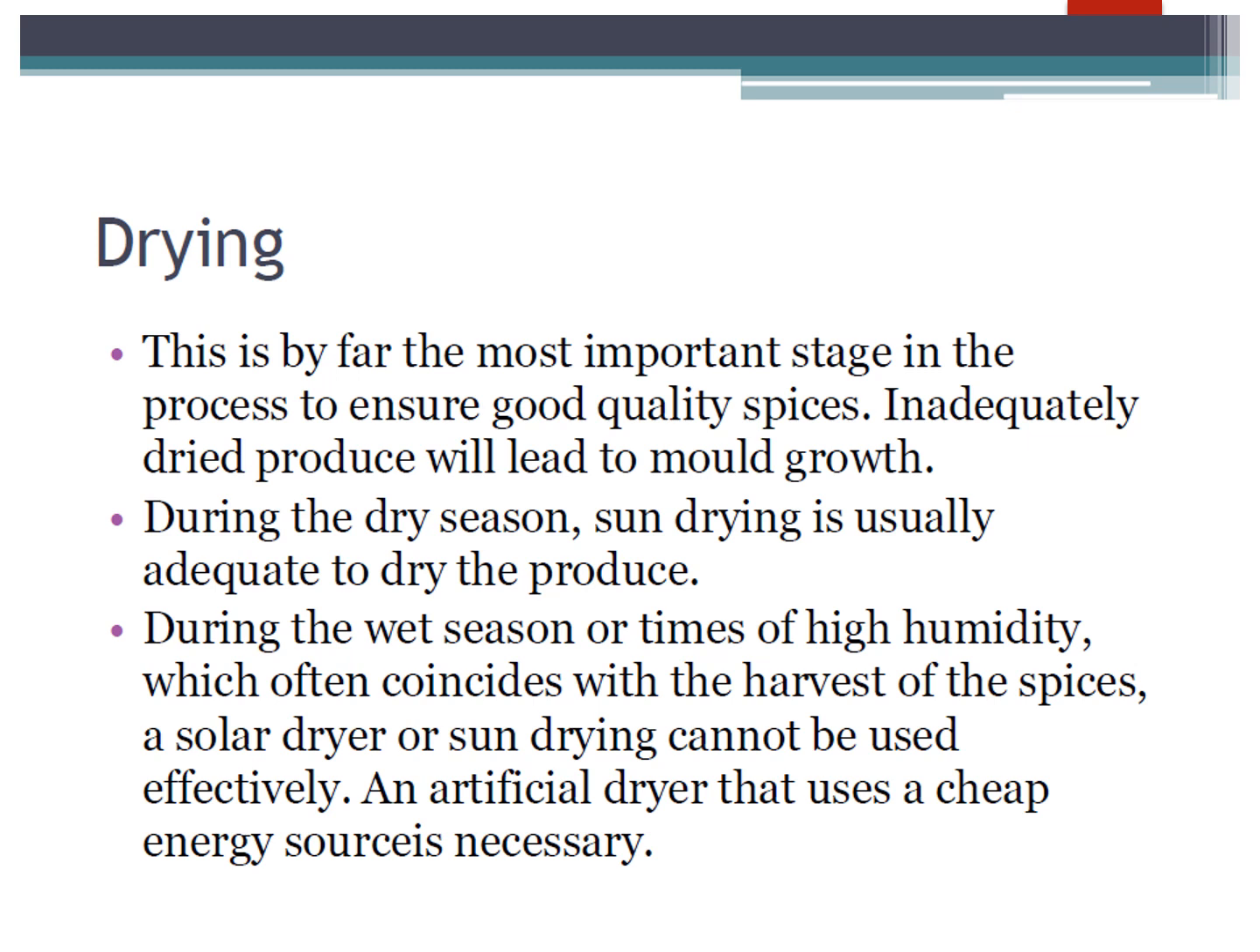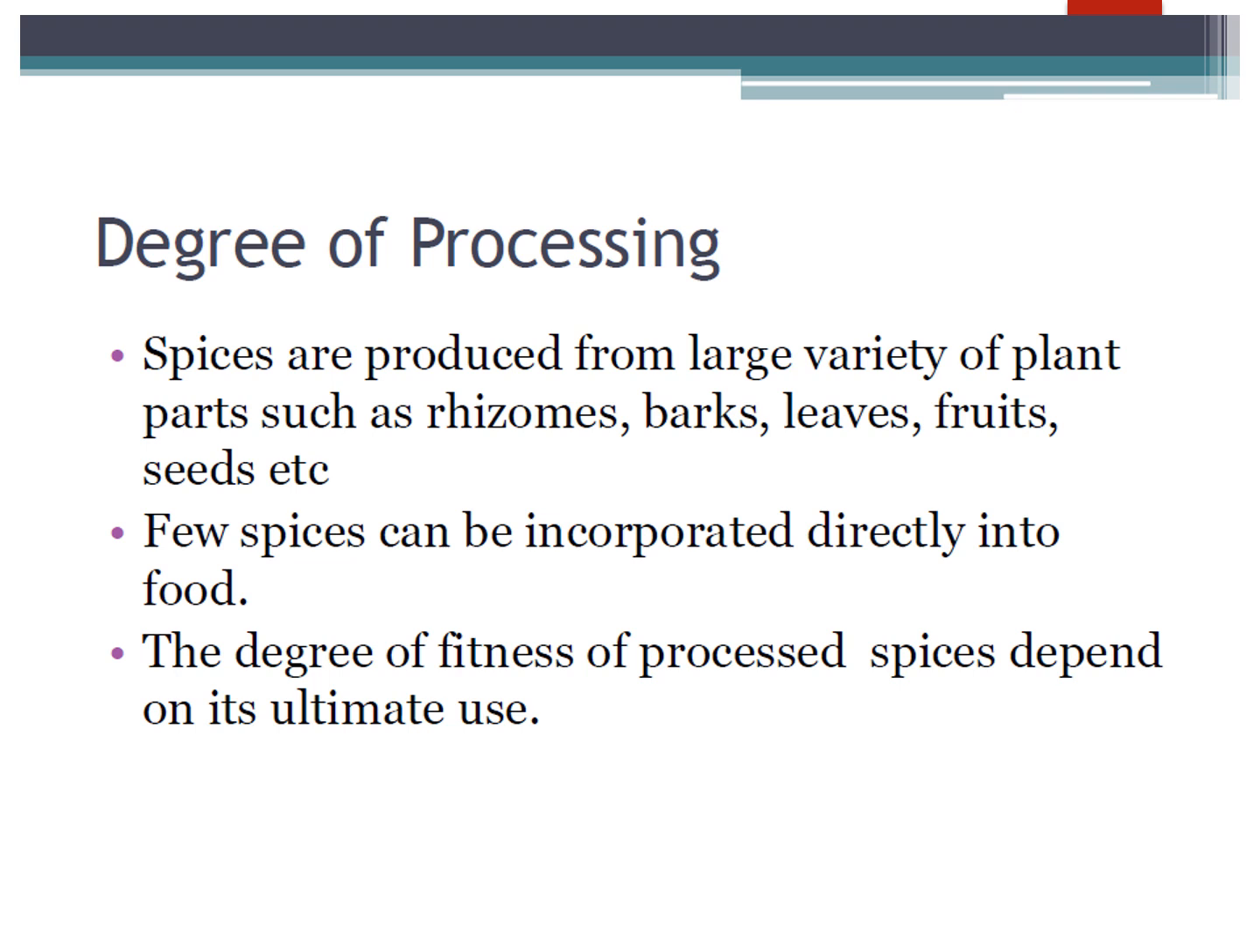So in the drying process, there are two types of drying. First one is natural drying, second one is artificial drying. Degree of processing. Spices are produced from a large variety of plant parts such as rhizomes, pods, leaves, fruits, seeds, etc. Few spices can be incorporated directly into food. The degree of fineness of processed spices depends on its ultimate use.